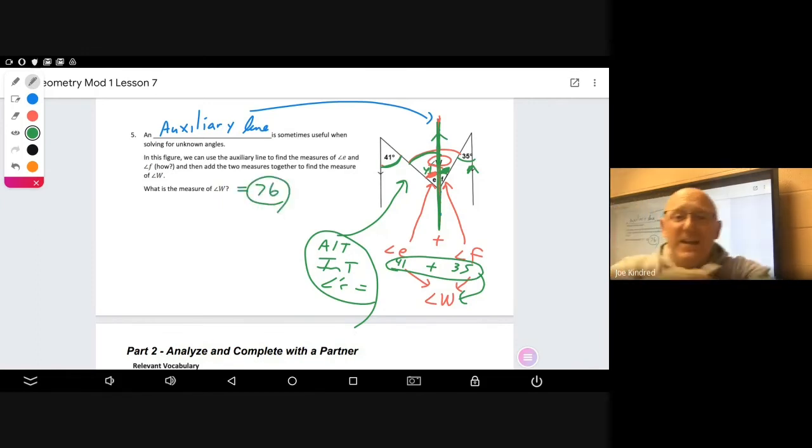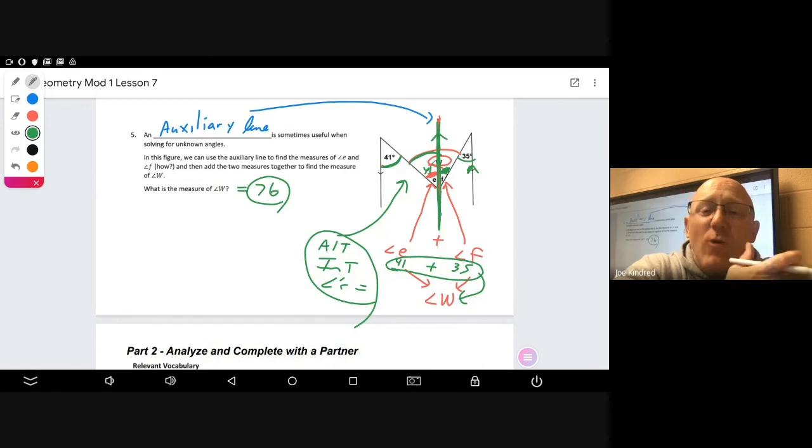So you're going to be challenged to use and to come up with, at times, this idea of an auxiliary line to help and assist us in solving for unknown angles. Okay, that'll wrap it up. Lesson 7.